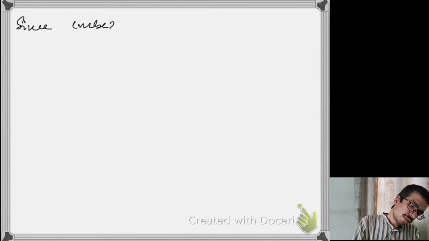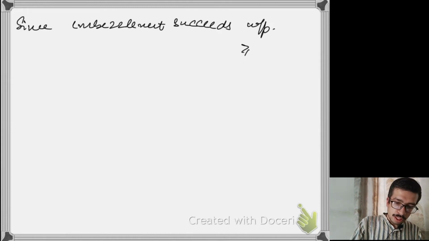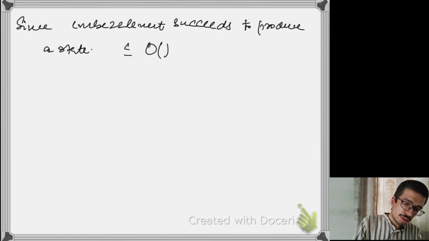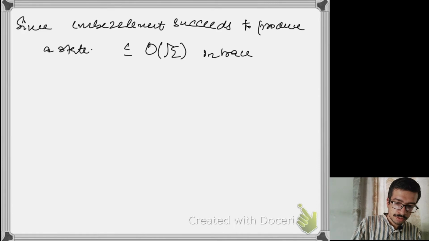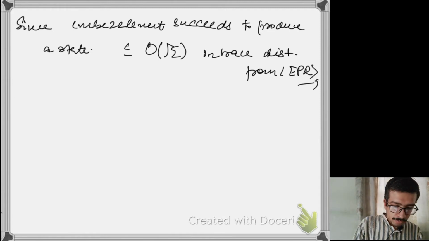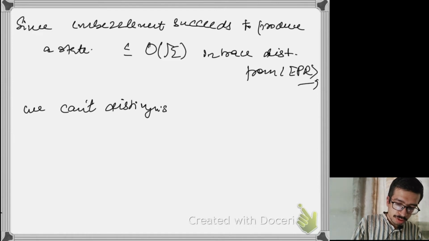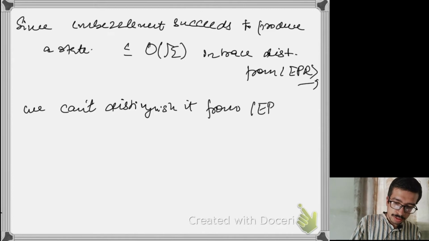And okay, since embezzlement succeeds to produce a state which is at most order epsilon in trace distance from EPR, that will mean that we can't distinguish it from EPR with probability more than half plus order root epsilon.